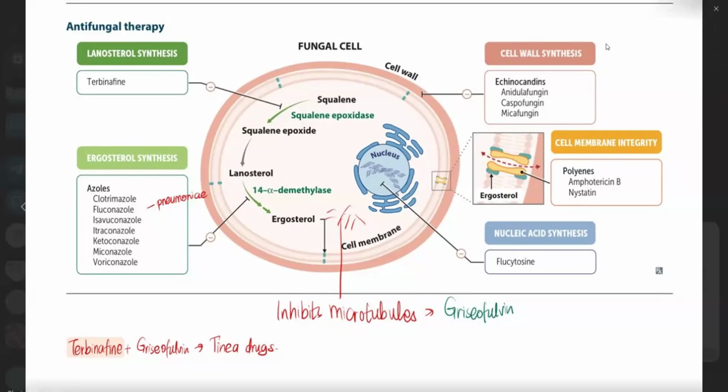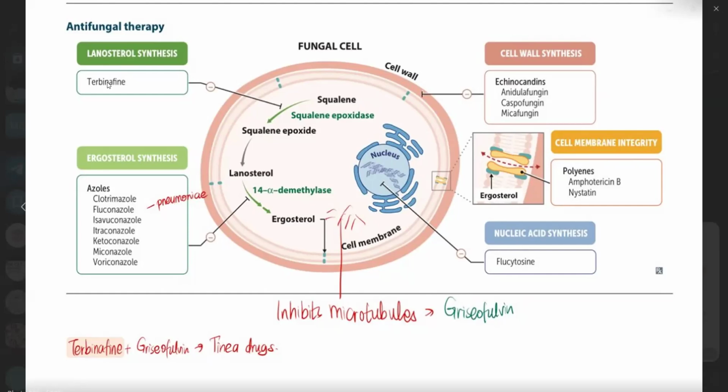So we start from the outside: echinocandins, which are the fungins, then cell membrane integrity, which are amphotericin B and nystatin. Then we go inside, formation of the ergosterol. We have lanosterol synthesis inhibitors or squalene epoxidase inhibitors, that is terbinafine, and the ergosterol inhibitors, which act from lanosterol to ergosterol. And then we have microtubule inhibition, which is griseofulvin. And then inside the nucleus, nucleic acid synthesis inhibitors, which is flucytosine.